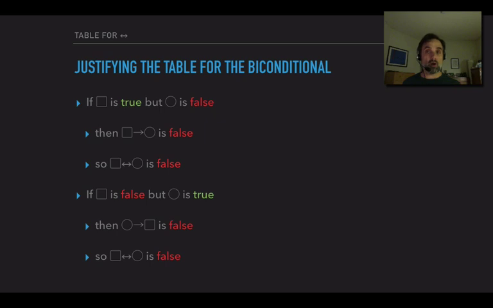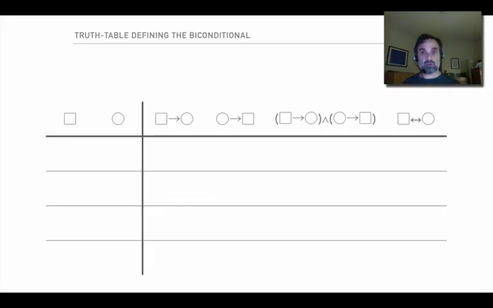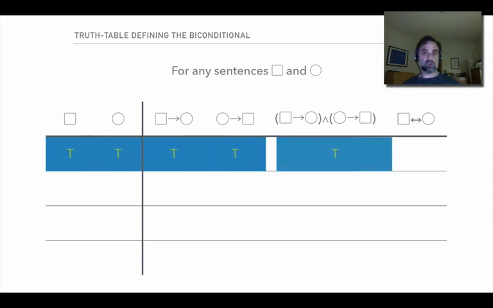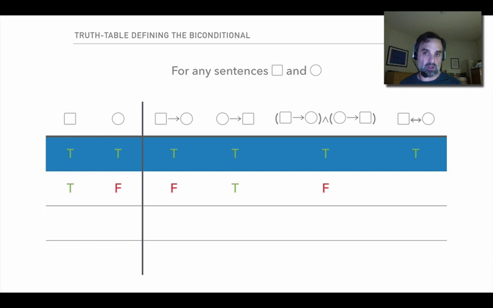And so that tells us why the biconditional has the truth table that it does. When both box and circle are true, then both of the conditionals are true, and so the conjunction of the conditionals is true, and so the biconditional is true. If box is true but circle is false, then if box then circle is false, and it turns out that if circle then box is true, but it doesn't matter because if box then circle is false, and so the conjunction of the two conditionals is false, and so the biconditional is false.